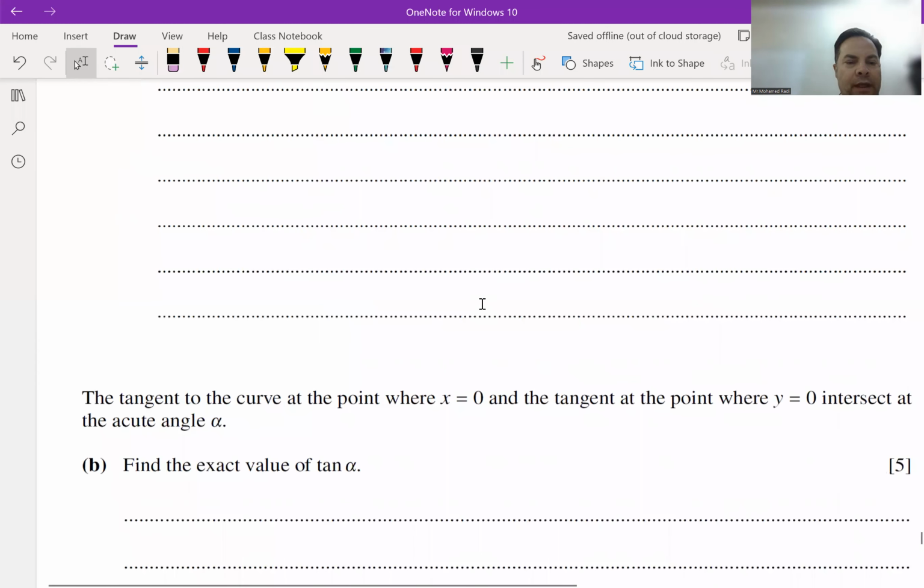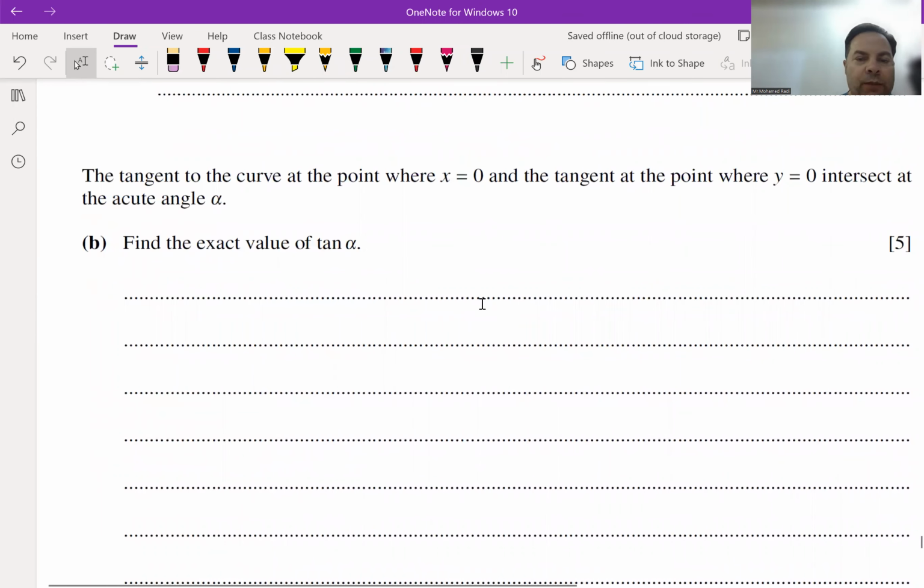Part B: the tangent to the curve at the point where x equals 0 and the tangent at the point where y equals 0 intersect at an acute angle alpha. Find the exact value of tan alpha.